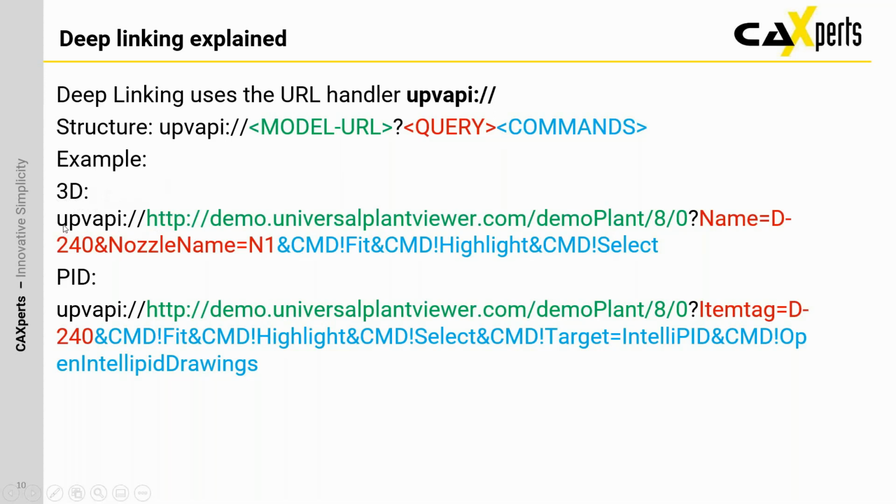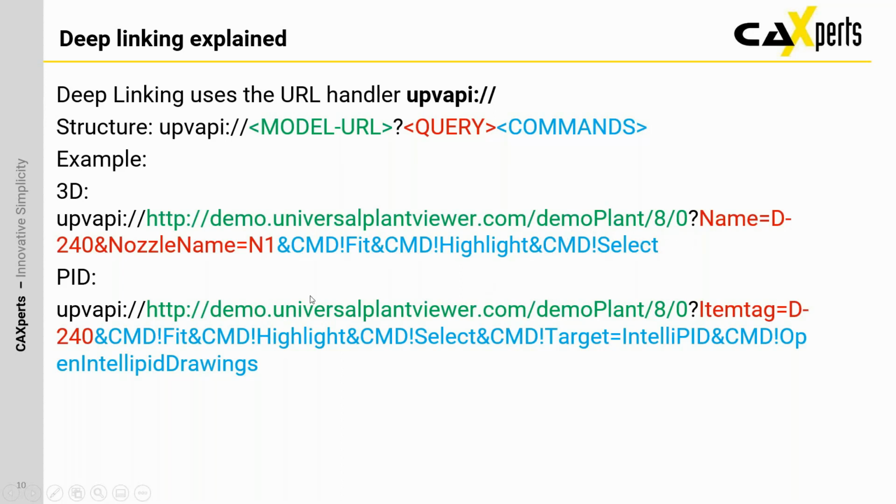So here we are having, again, the protocol handler in the very beginning. Then we are having the URL of the model we would like to open. In this case, it's our demo plant. Afterwards, there is this question mark, and now comes the query. So we are saying we want to search for name D-240 and the nozzle name N1. So this is the condition which will allow us to filter down the objects that we will find. And afterwards, we are specifying the commands, in this case, a fit, a highlight, and a select command. So it will bring the object into highlight mode, it will fit it in the camera, and it will select it so that we can see the attributes automatically.